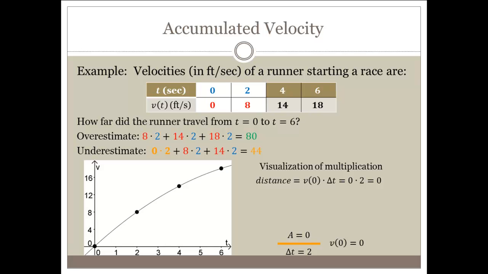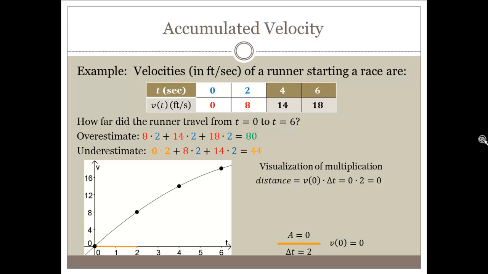We can represent this on the graph over the time interval from t equals 0 to t equals 2. Notice here that the height of our graph was given by v of 0, which was 0. So we pass through the point 0, 0, which is the left-hand side of our rectangle.